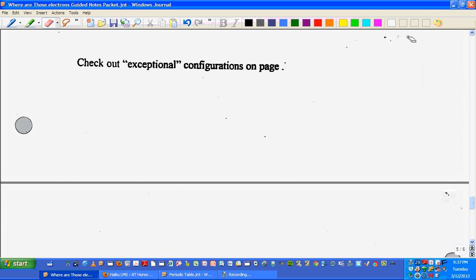Okay, I was right. I have one more thing to do. I've got to do exceptions. There are some exceptions to the rule. Actually, there's quite a few exceptions to the rule, but we're only going to take a look at a couple of them.